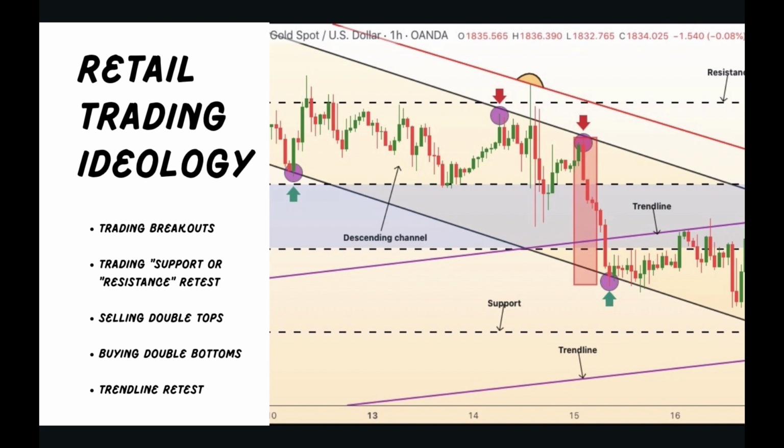Retail trading ideology: trading breakouts, trading support or resistance retests, selling double tops, buying double bottoms, and trendline retests. On the left is a chart of a retail trader. We can see they got a few things going on: trend lines, channels, support and resistance zones, which I personally do not stand by. It does not have any sound logic and lacks true market metrics.